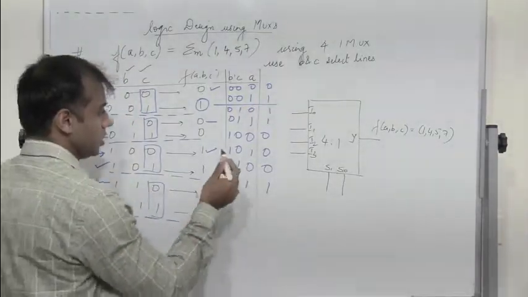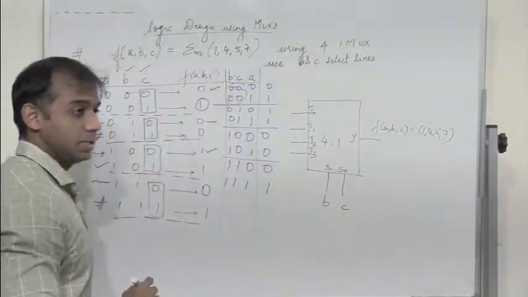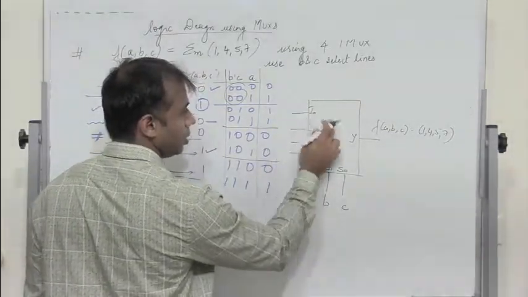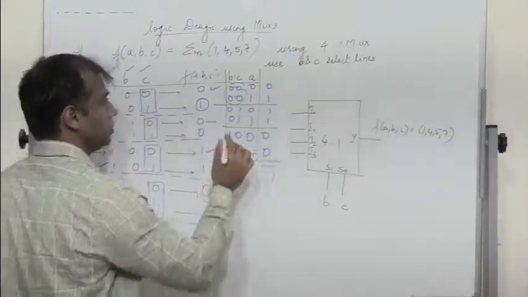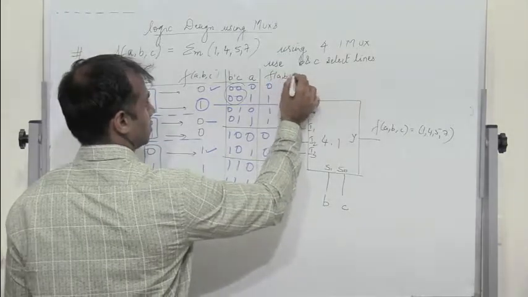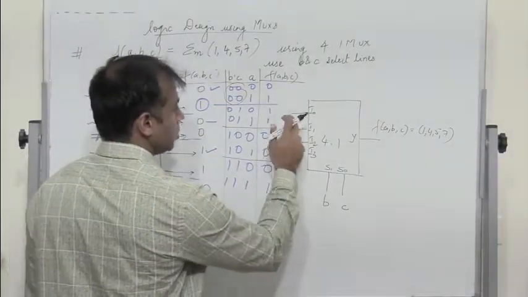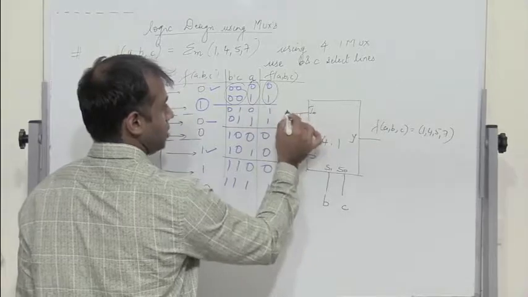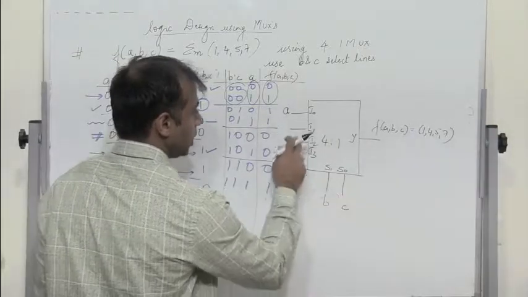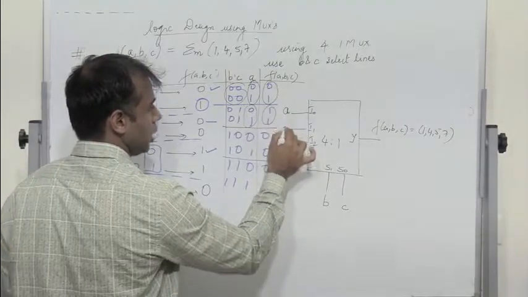Okay, so now what do we observe? B and C are the select lines. When BC is equal to 0, 0, I0 appears at the output. Now what is I0? The output which appears at Y. So when BC is 0, 0, the output is equal to A. So I connect A. Very simple. When BC is 0, 1, I1 appears at the output. When A is 0, 1, we get 1. So I connect 1 here.